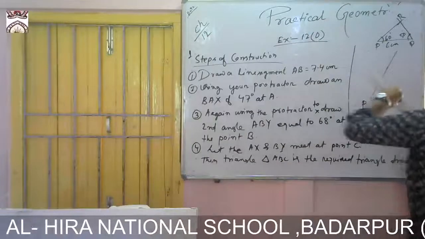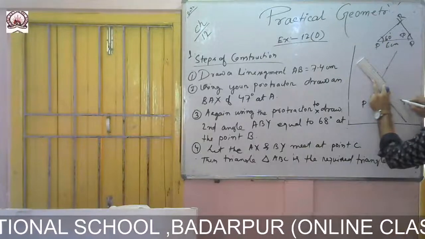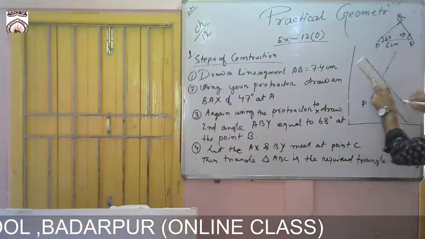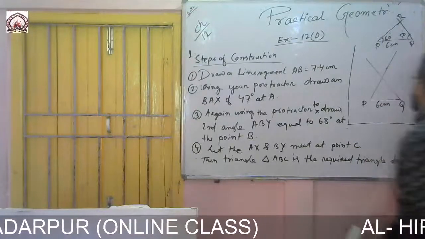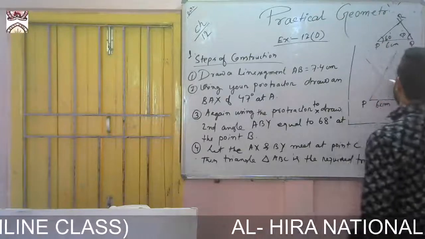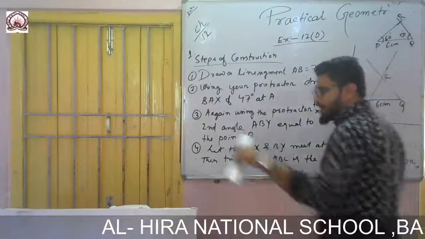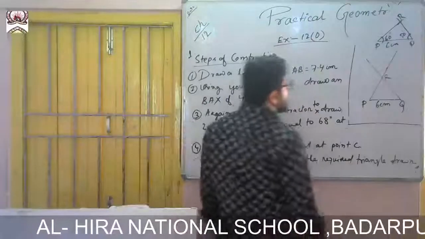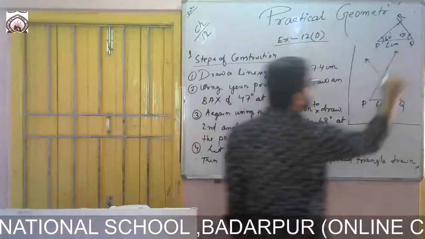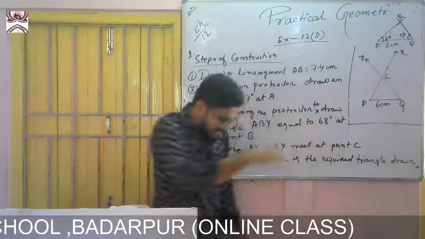Then the two arms will get intersected at some point, and this point of intersection will be the required R point. Now this one you give X, and this one you give Y.